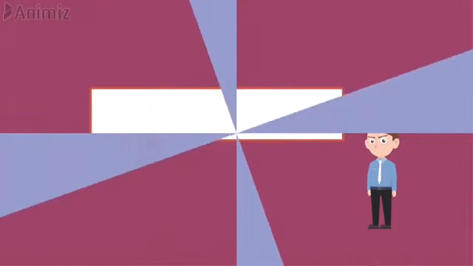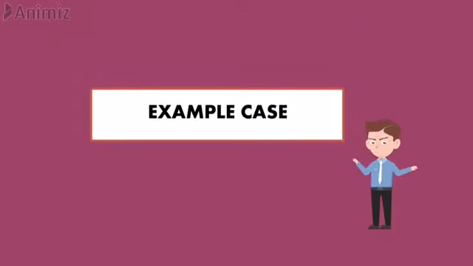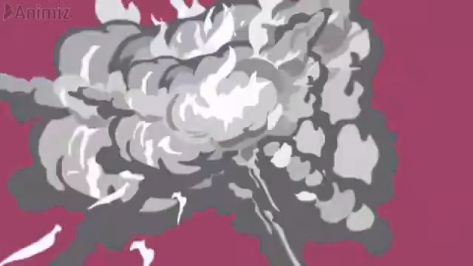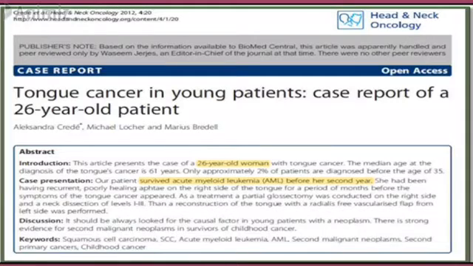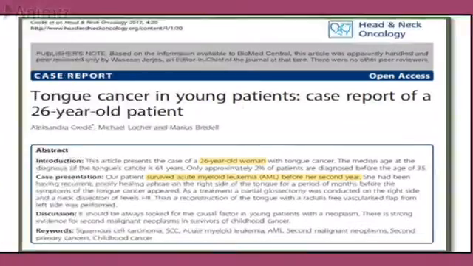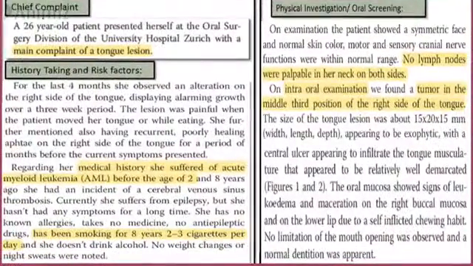Now let's discuss a case example on oral cancer. We have highlighted the information that is highly correlated to oral cancer. The patient is a 26-year-old woman who survived acute myeloid leukemia before her second year. Chief complaint is a tongue lesion.